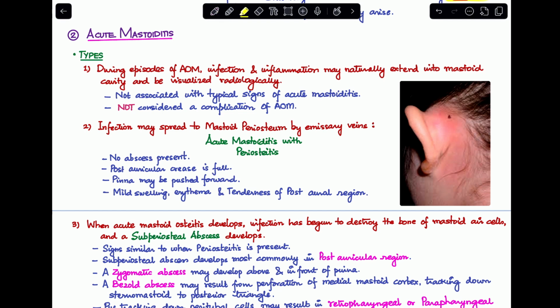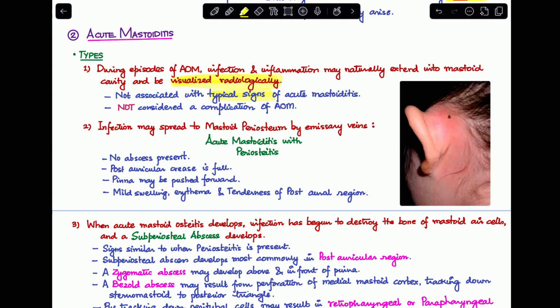First of all, during episodes of acute otitis media, infection and inflammation may naturally extend into the mastoid cavity, and this can be visualized radiologically. However, this does not classify as a complication of acute otitis media because we do not see the typical signs of acute mastoiditis over here. This is just the trickling of the pus inside the mastoid cavity.